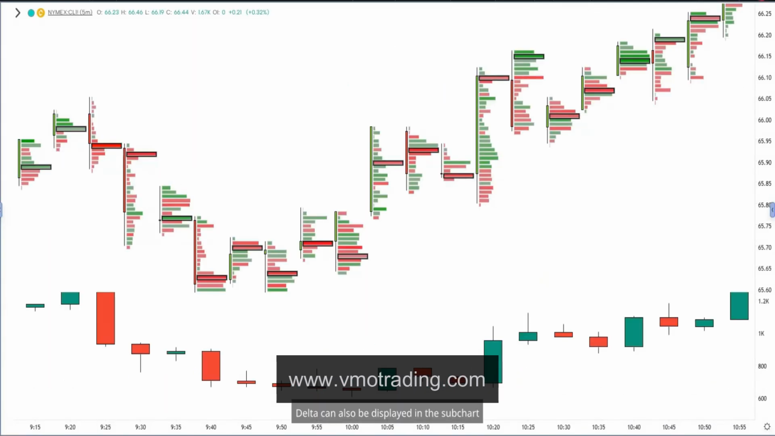Delta can also be displayed in the subchart as a cumulative delta curve. This specific curve sums up all of the individual delta activity recorded during a single full trading day.